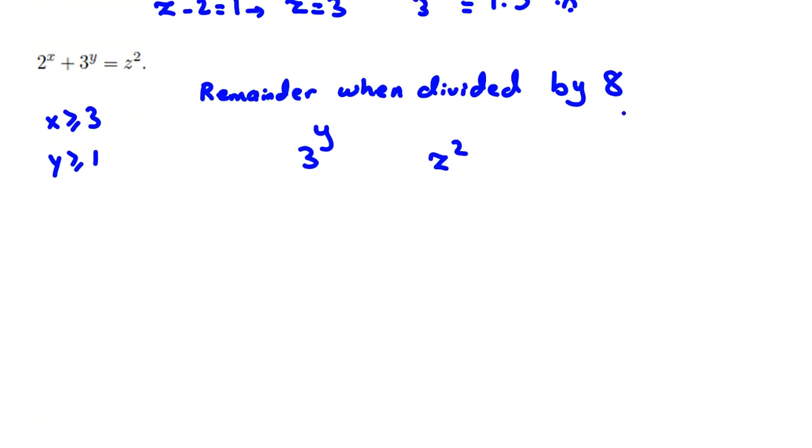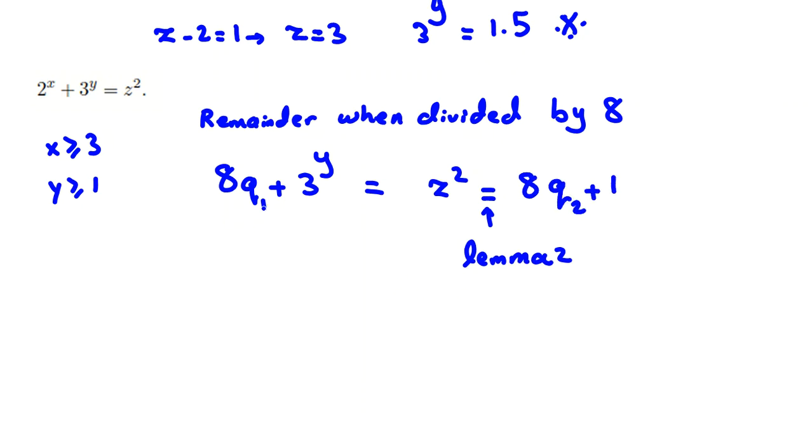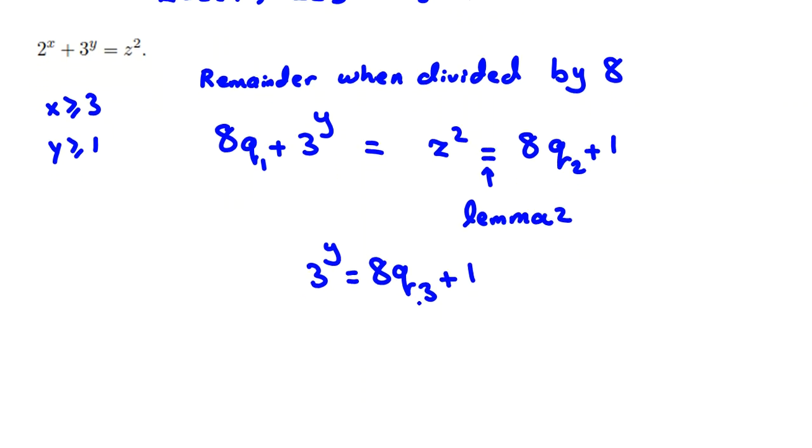So here I can say, let's consider 2^x is, for example, 8q1, plus 3^y equal to z squared. z is odd. Why? Because 3^y is odd and 2^x is even, so z squared is odd. So z is odd. So by lemma 2, it is 8q2 plus 1. Now 3^y is 8q3 plus 1, because 8q2 minus 8q1 is 8q3. So the remainder of 3^y when divided by 8 is 1.